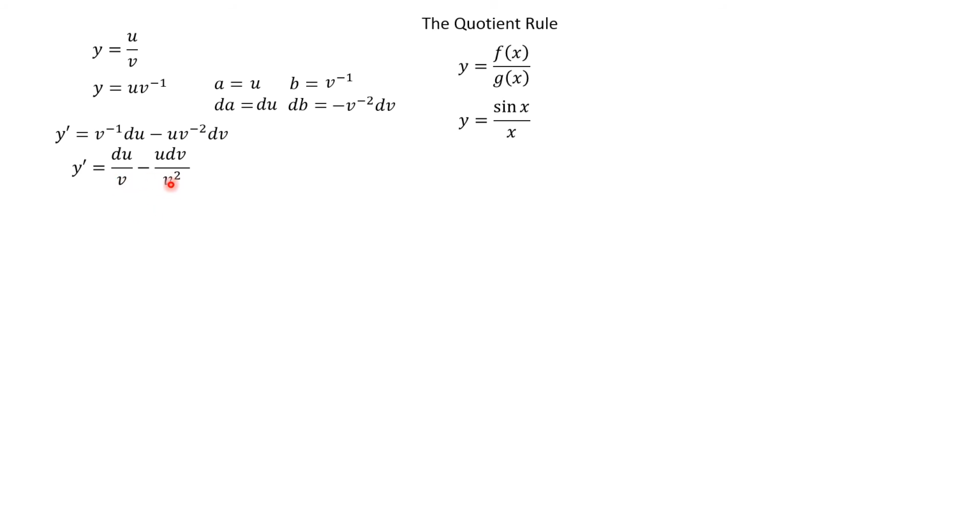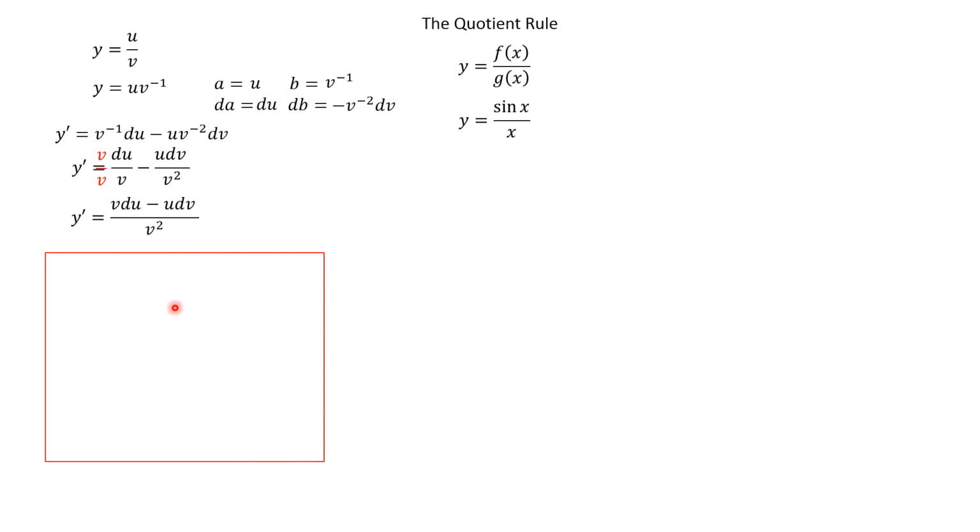Well, this is almost common denominators. Let's multiply this one by v, which means we need to multiply the top by v. So we have v du over v squared minus u dv over v squared. We can combine those into a common denominator, v du minus u dv over v squared. So that would be this minus this over the denominator squared. So that's quotient rule.